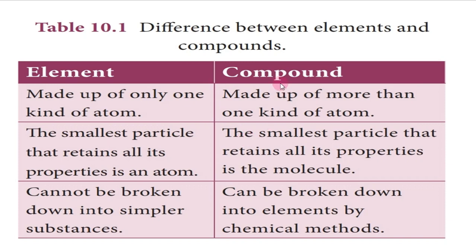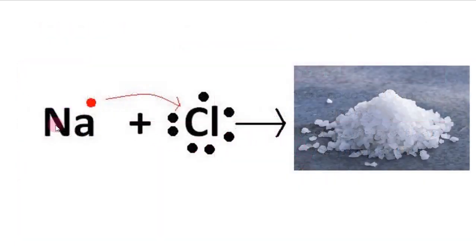But here you see compound: the smallest particle that retains all its properties is the molecule. So see, these are the smallest particles, sodium and chlorine. When these smallest particles react together, they form a new substance that is called a compound, right? So when these two elements combine together, the property changes.